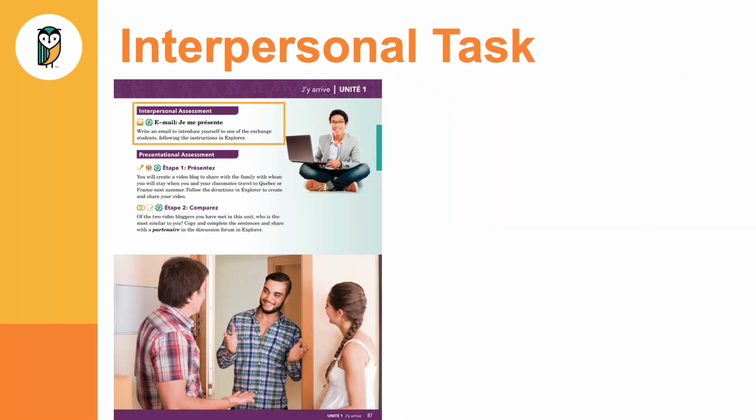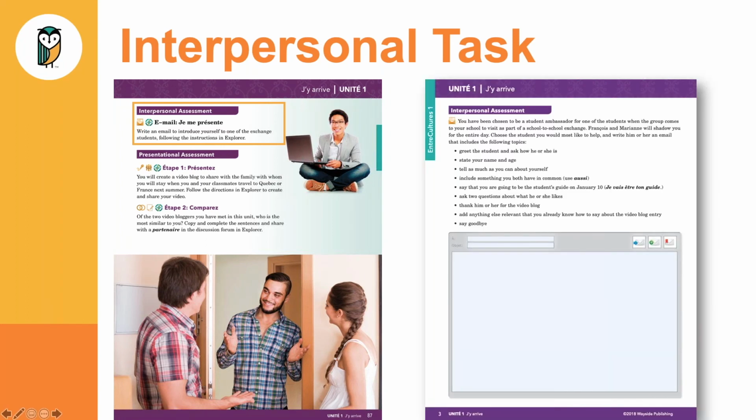The next task is the interpersonal mode. The icon, the letter, tells us that the students will be writing an email. There are a few ways to complete this task. First, you can do it traditionally by printing out the PDF from Explorer and having them write it out and turn it in. You could also just project the PDF and have students write the email on a separate piece of paper. However, this entire task can also be done online in one of 2 ways.